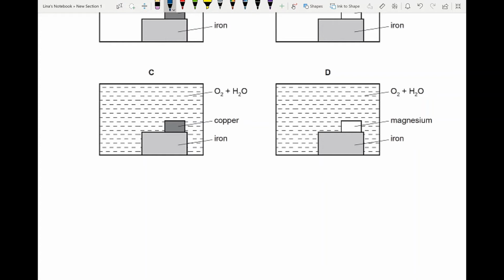You have to think of the reactivity of these two metals. Iron and copper. Iron is more reactive. Therefore, iron will be the one undergoing oxidation. So in this case, iron is oxidized to iron 3 plus in a rusting reaction. So this whole setup, C and D, is similar to electrolysis. Oxygen in water acts as the electrolyte, and copper and iron act as the electrodes. So the one that is more reactive is the one that undergoes oxidation.